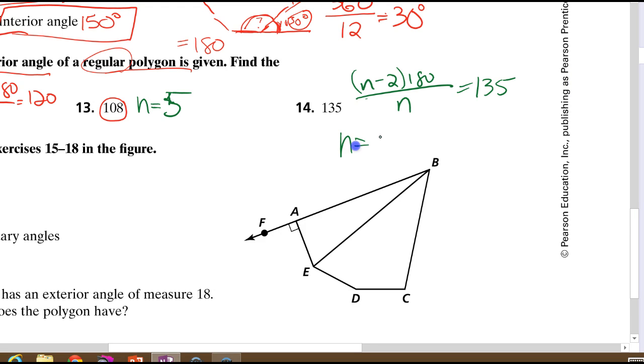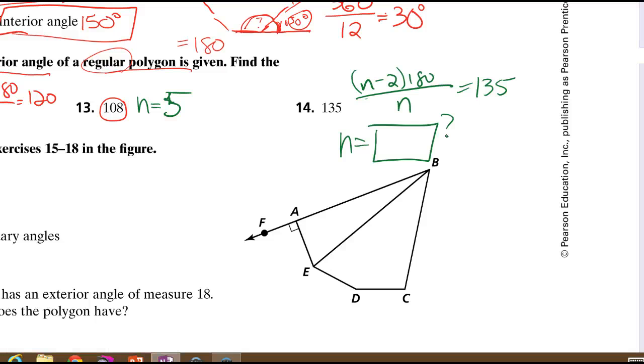So n equals how much? And I'll check your answer for that. If you need to rewind and see how I did that again for numbers 12 and 13, you may.